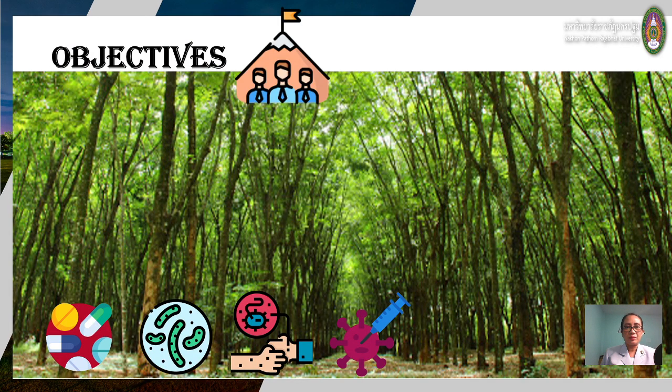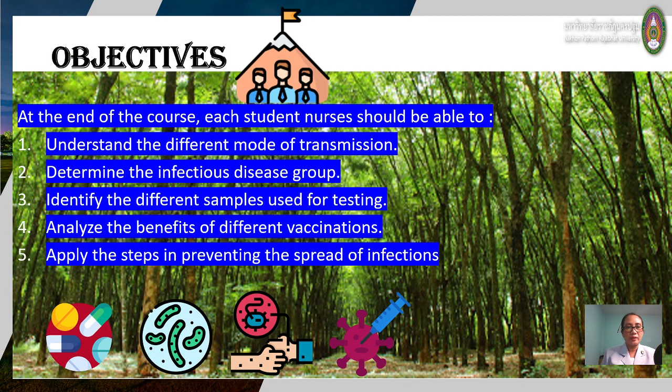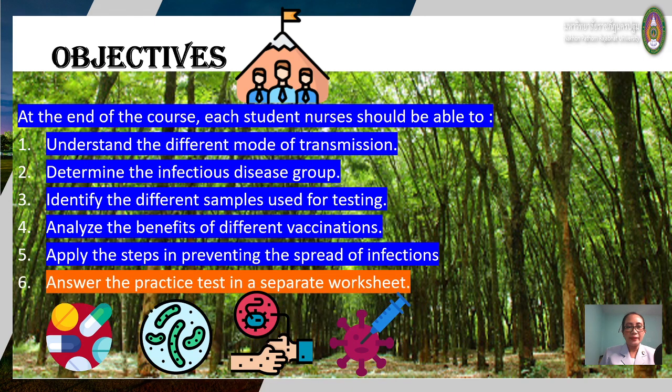Alright, so the objectives of this include understanding of the different modes of transmission, determination of the infectious disease group, identifying the different samples used for testing, analyzing the benefits of different vaccinations, and applying the steps in preventing the spread of infection. So this is timely in our current generation, the COVID-19 era. At the end of the lecture, the student will also have a practice test in a separate worksheet.